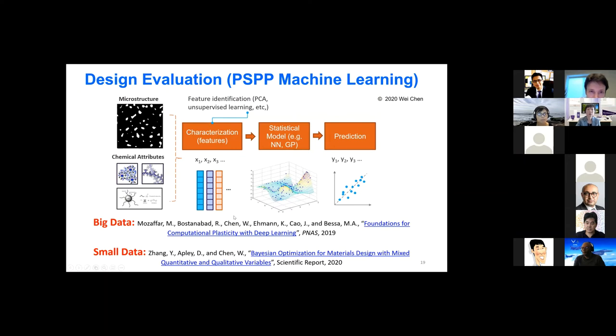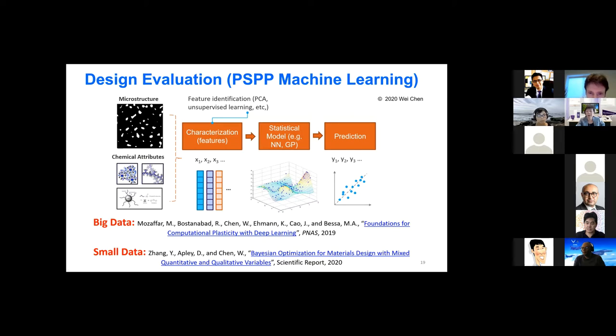So now I'll move to the next subject. The second topic is the design evaluation. And this is a very widely examined topic that we see a lot of papers published these days, and many different kinds of machine learning and neural network techniques have been used. What I want to point out is that in this area, there are really two categories of approach. One category is what we call the big data approach.